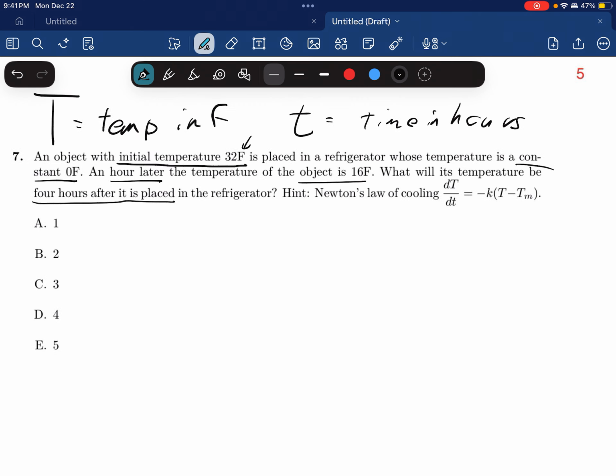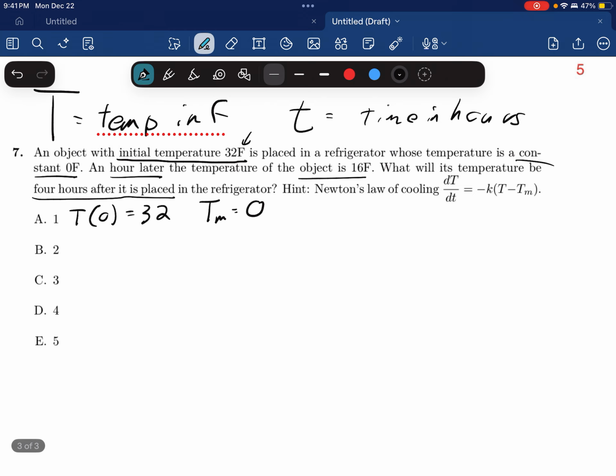So let's decipher the few bits of information they threw at us. Initial temperature 32 degrees Fahrenheit. That just means that initially, which is when time equals 0, the temperature is 32 degrees. It's placed in a refrigerator whose temperature is a constant 0 degrees Fahrenheit. The refrigerator, which is the surroundings, is at a constant 0 degrees Fahrenheit. So we know that Tm, which is just the surrounding or the ambient temperature, is 0.